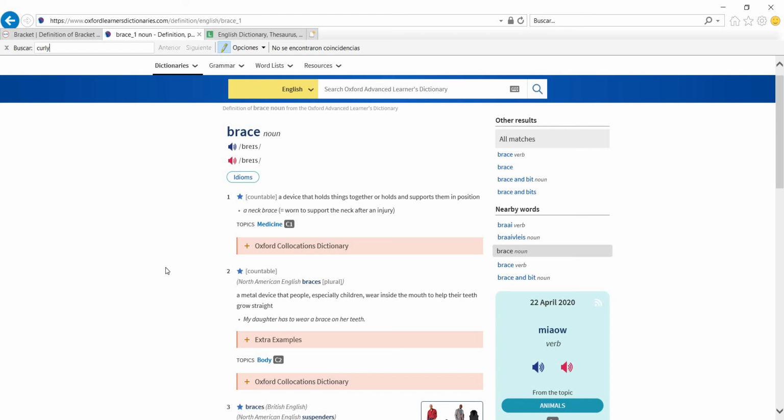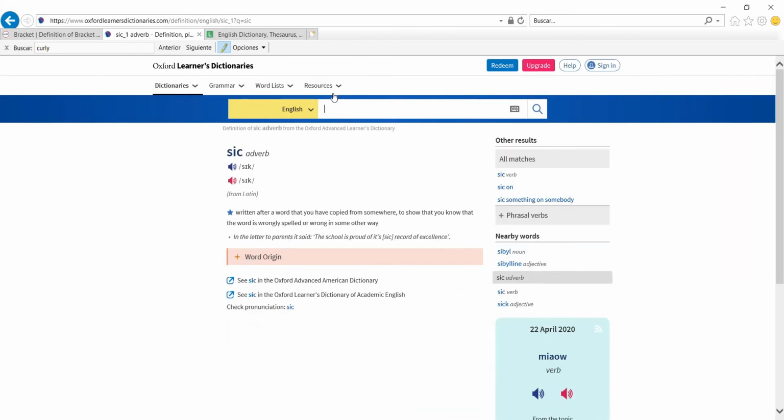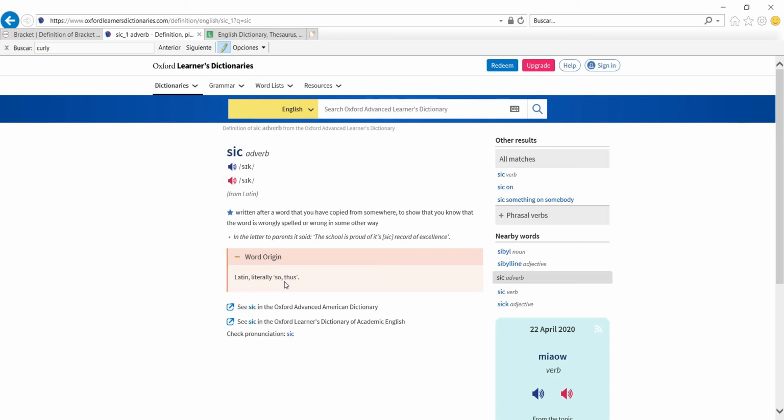All right, the only thing that I think is interesting about this is that we usually enclose in square brackets this word, which is an abbreviation, right? From sic. So, thus, right? And this is how we style it, right? This is the typical styling for that word.